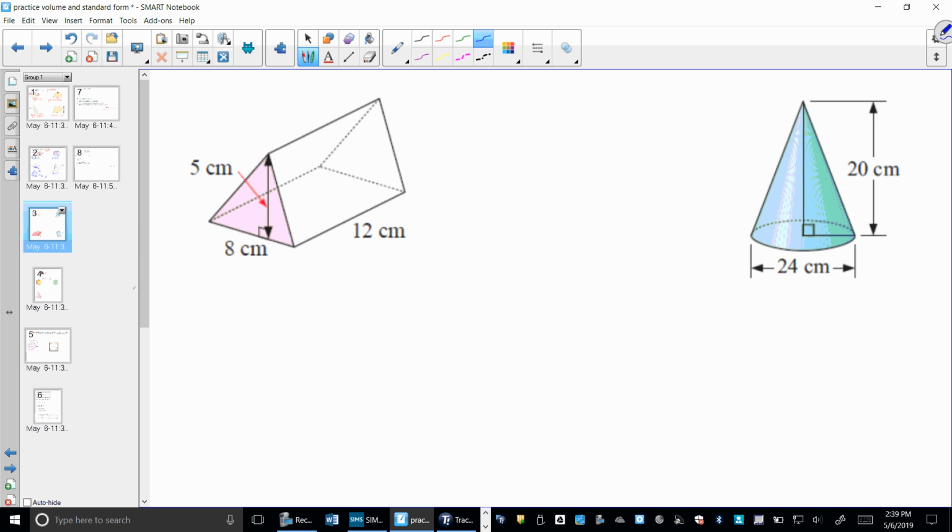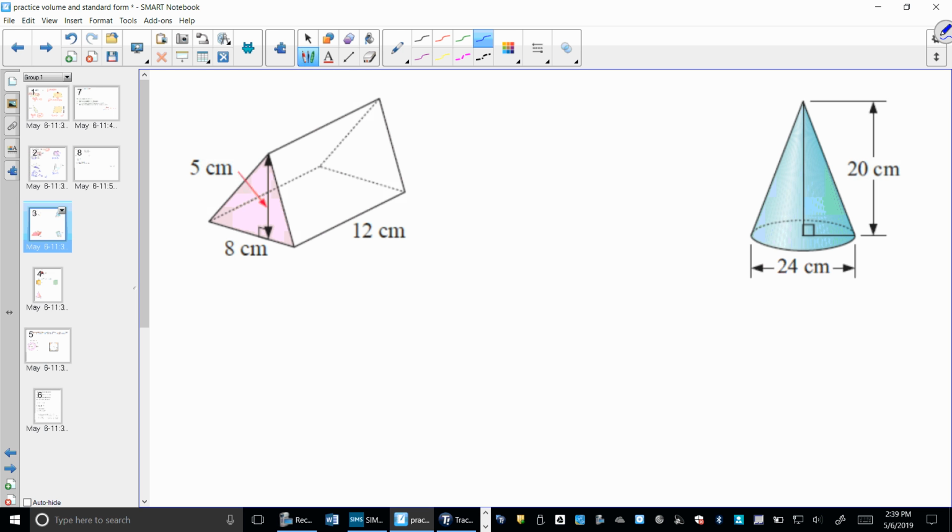Right, okay, so we're still trying to find volume, but this time we need to work a little bit harder because we need to establish what the area of the cross section is. So first of all, we need to know what shape it is. What shape is our cross section? A triangle. Yes, our cross section is a triangle.